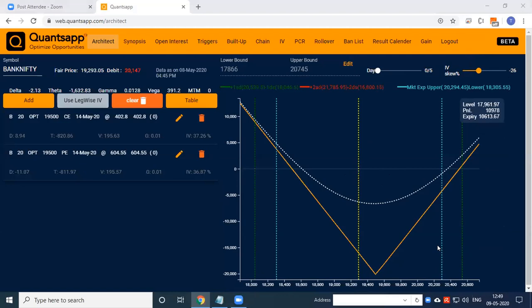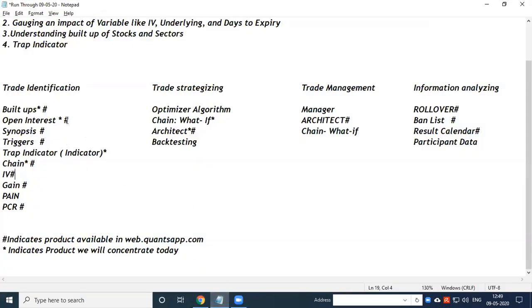So we have the trade identification product. We have gone through the build-ups, we have gone through open interest, we have seen the trap indicator. So the build-ups, top-down approach: take the sector build-up, look at how the sector is panning out, how the historical build-ups of that sector have been, whether it was more on the long side, more on the short side, what it was. Then you can go to the script-wise build-ups where you can see how the individual script in that sector is behaving in the cycle, in the OI also.